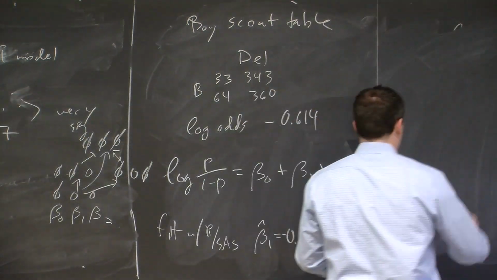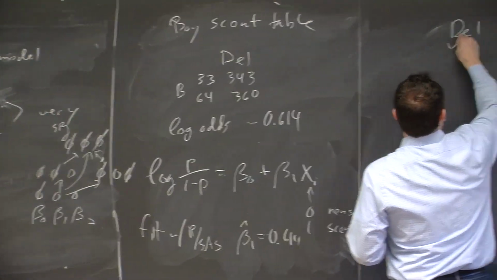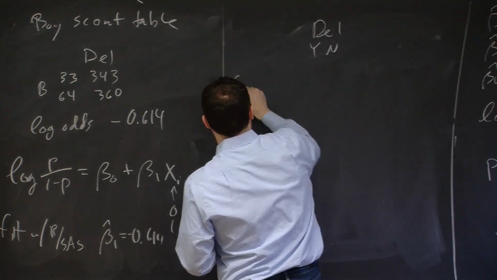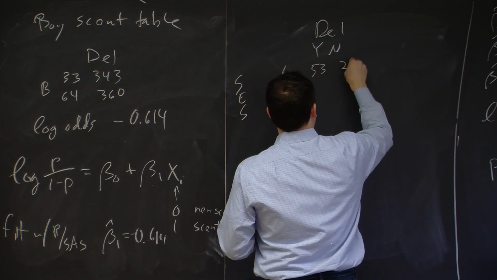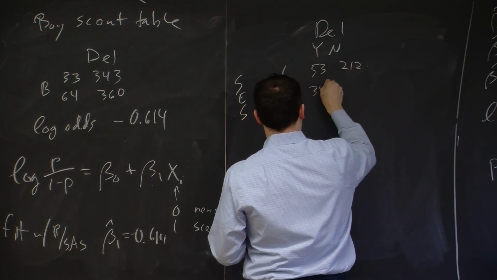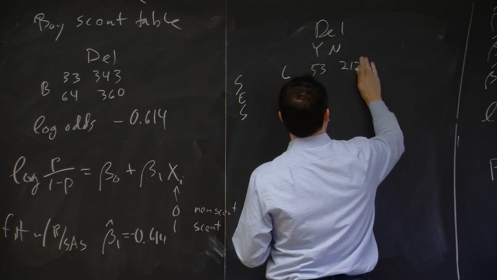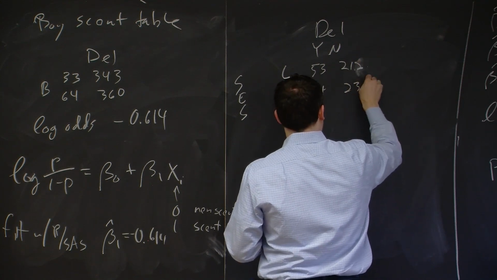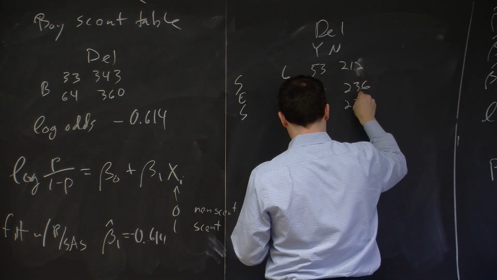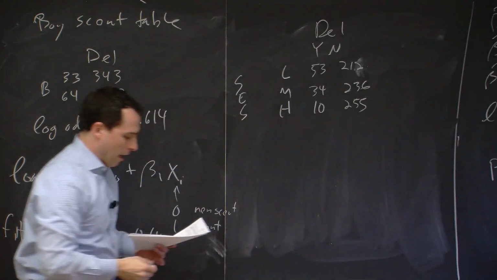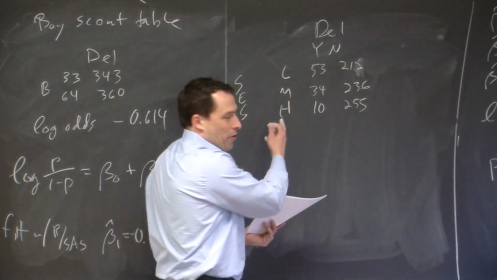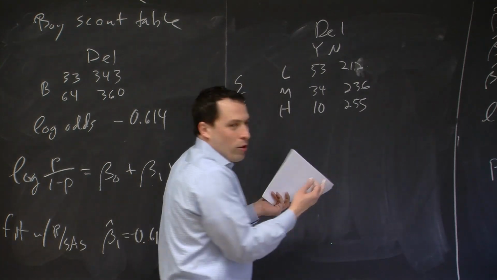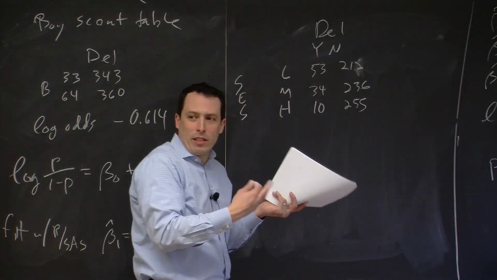If we do the 3x2 table, delinquent yes, no, SES low, medium, high: 52, 213, 34, 212, 236, 10, 255. How many log odds ratios do we need? We need 2. There are 3 there. We need 2. And then we have a choice about which ones to do, right? Which is like different encodings of the table.